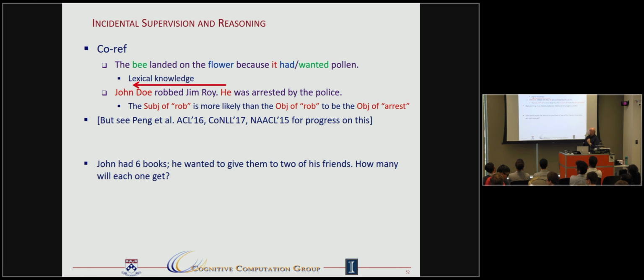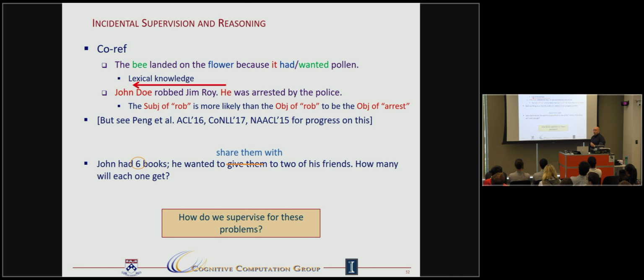My last example is a problem that you solved a few years ago in 3rd grade or something like this. John has 6 books. He wanted to give them to 2 of his friends. How many will each get? You can solve this even if I change it to "share them with." It's a different problem. The reason you can solve both of them with only this minor change is because I use 6 here, and 6 is divisible by 2 and by 3. Had I changed this 6 to 8, one of these interpretations would not hold. You can do all this reasoning, and these expectations or constraints that you have help you think about this problem. But what I want you to think about is, how do we supervise for these problems? Clearly, straightforward supervision, give me 10,000 problems with the solution, is not going to work. We have to think a little bit beyond that.